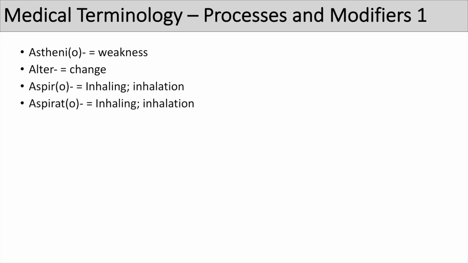So the prefix astheni or asthenio means weakness. The prefix alter means to change, so you can think of alteration. Asper or aspiro or aspirate or aspirato all mean inhaling or inhalation of something. So you can think of the word aspiration. So, if you aspirate something, you're inhaling something.